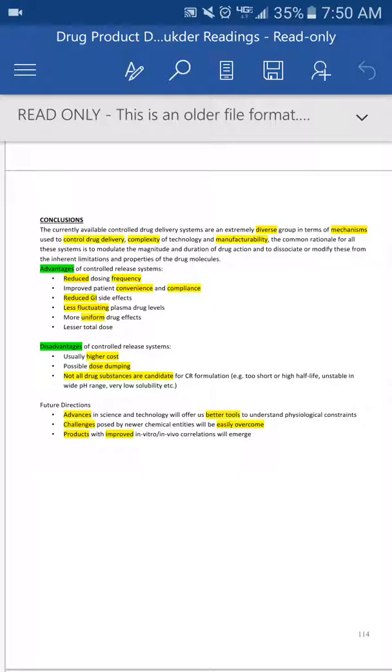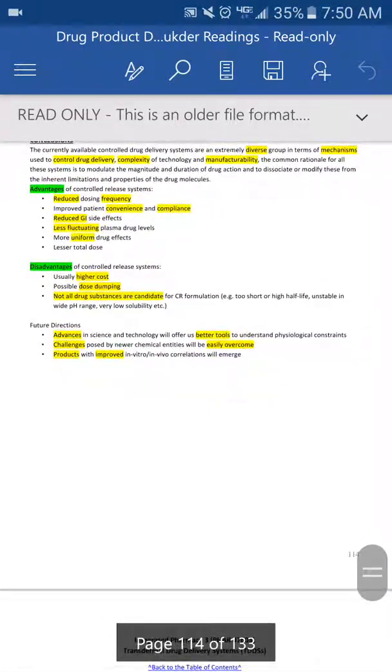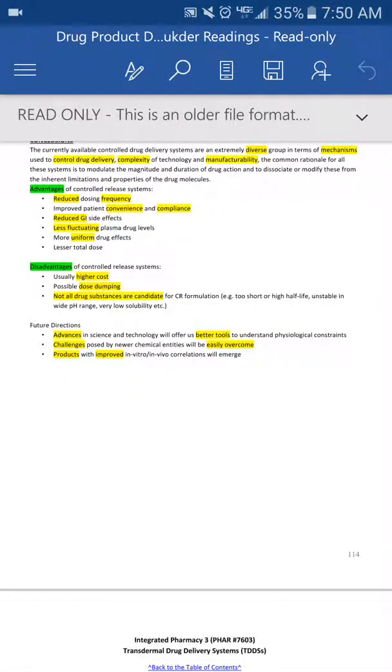When it comes down to complexity, they're really hard to make. Advantages of controlled release systems: you can reduce the dosing frequency. Improved patient convenience. You give a controlled release system a lot less than you'll give immediate release, because you'll have to dose it less frequently. Improved patient convenience and compliance, because they dose it less frequently.